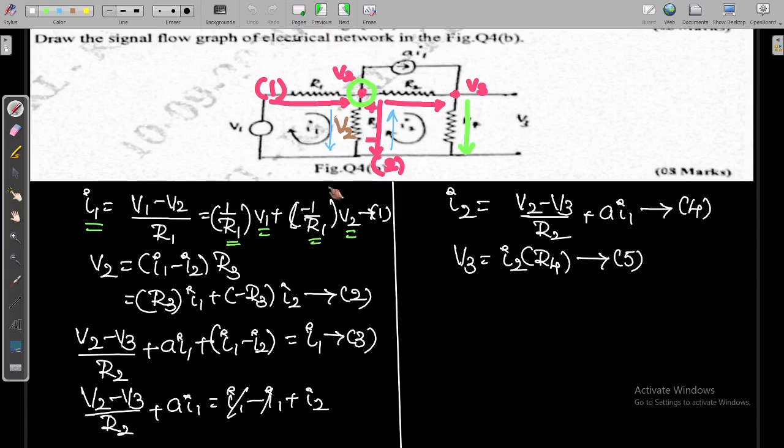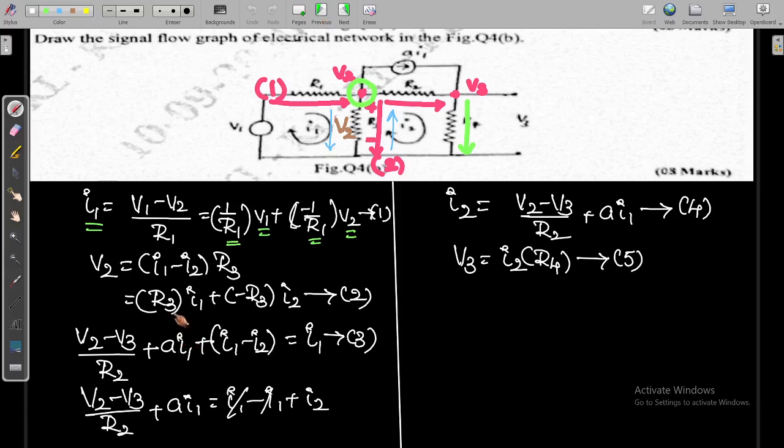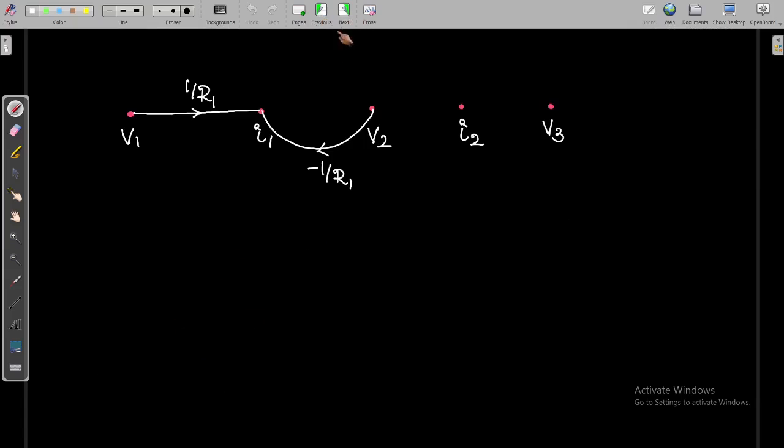Second equation, what is the second equation you are having? V2 is equals to R3 into I1 minus R3 into I2. So for V2 you are getting, from I1 you are getting R3 directly and minus, so write that. From I1 you are getting R3, from I2 you are getting minus R3. So this I am representing here, that will be minus R3. Now you got the second equation.